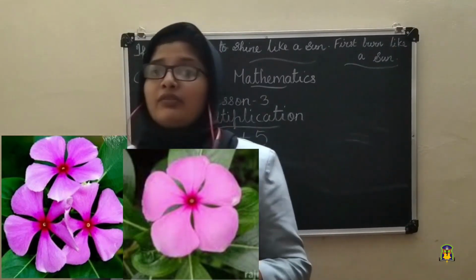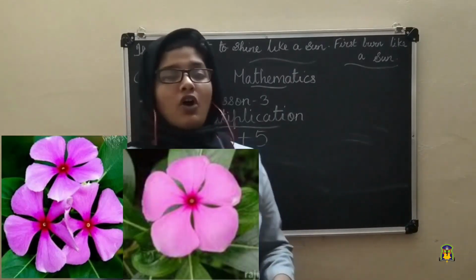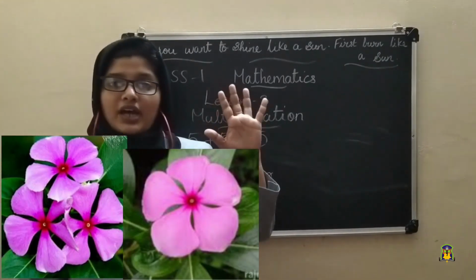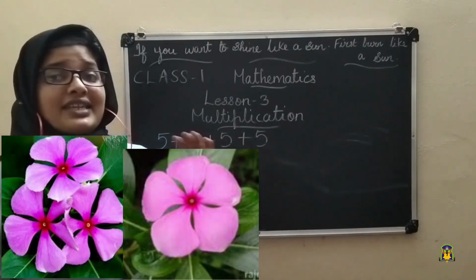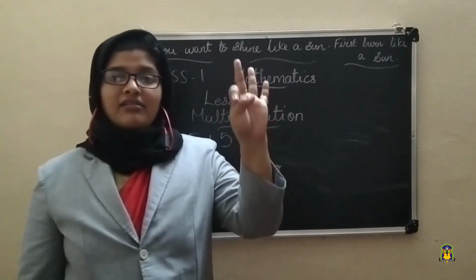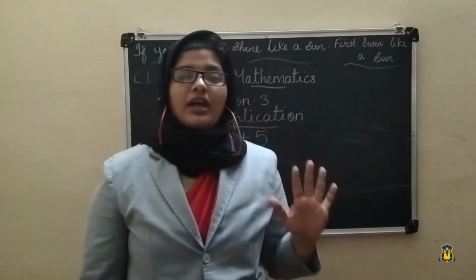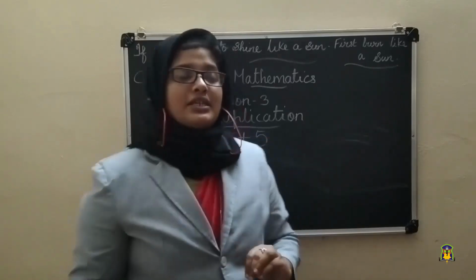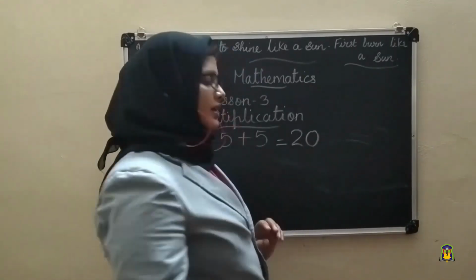So we have to count and find out the total number of petals. All of you start counting. 5 in your mind, 5 in your fingers. After 5, 6, 7, 8, 9, 10. Then 10 in your mind, again 5. After 10, 11, 12, 13, 14, 15. Then 15 in your mind, again 5 in your hand. After 15, 16, 17, 18, 19, 20. So what is the answer? Total how many petals are there?